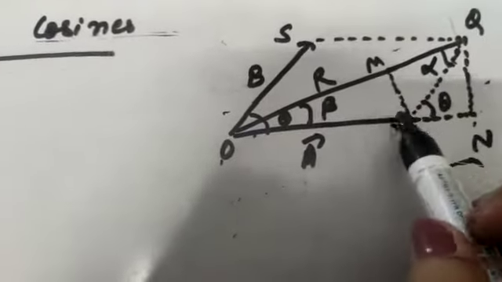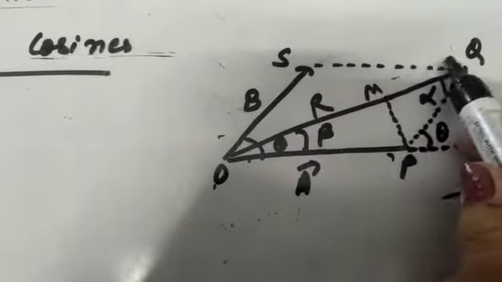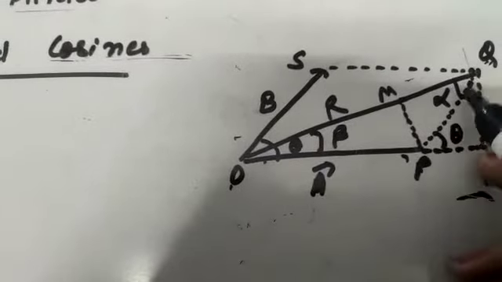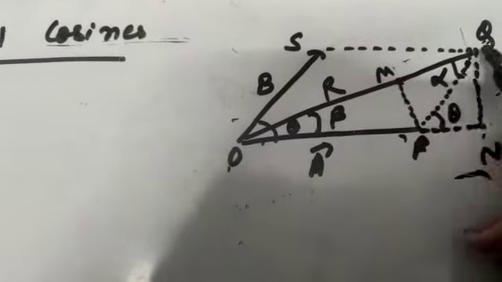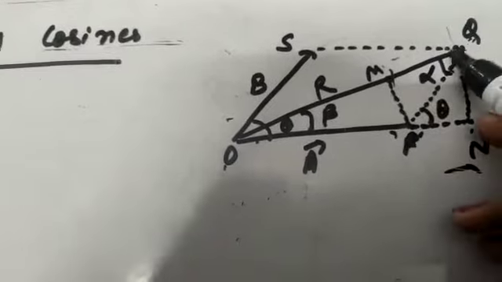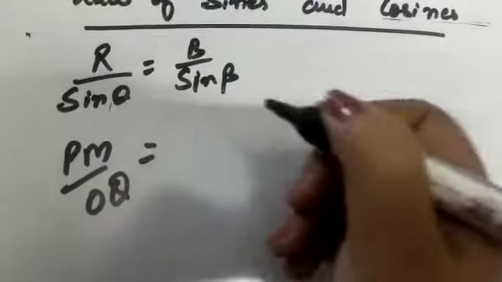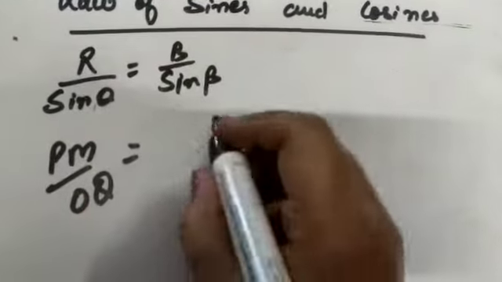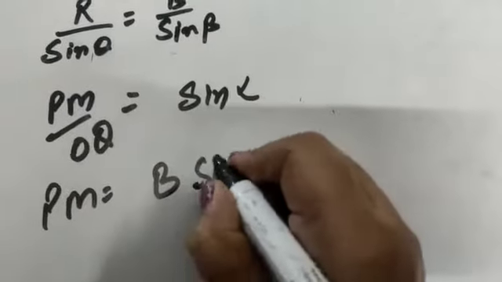Similarly, our next perpendicular is PM. Firstly I will take the triangle PMQ, where PM is perpendicular, and in this triangle we know this value is B. So PM upon PQ, perpendicular upon hypotenuse, is sine of alpha. So PM is equal to B sine alpha.